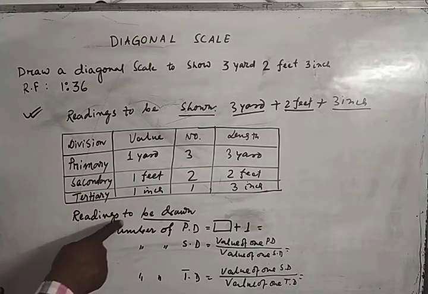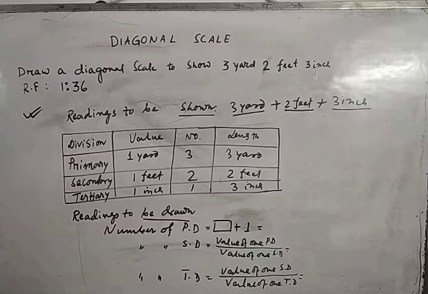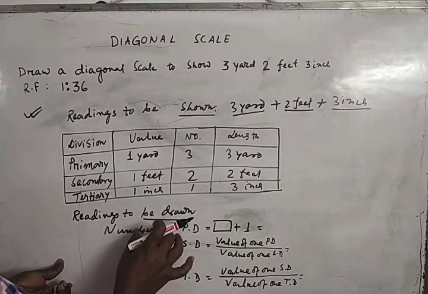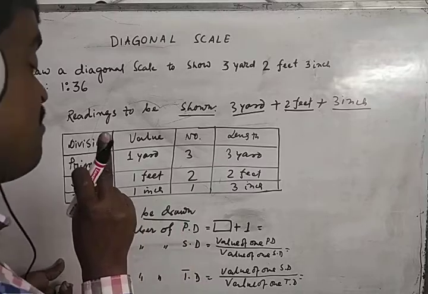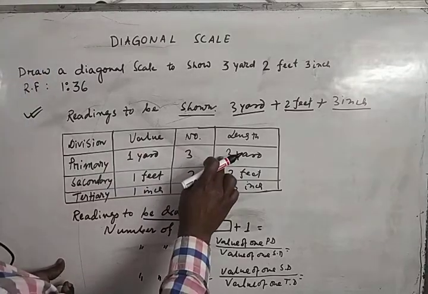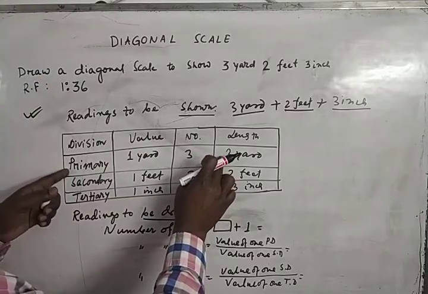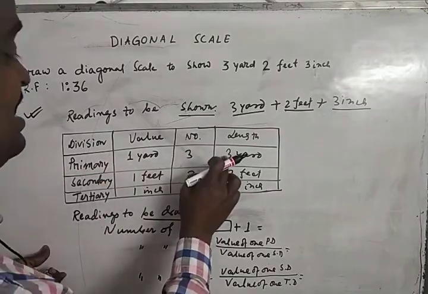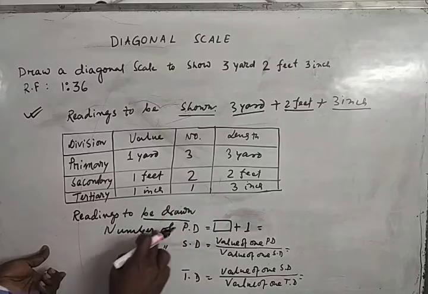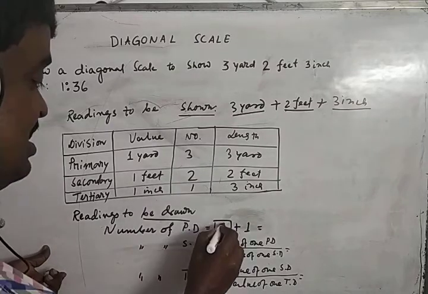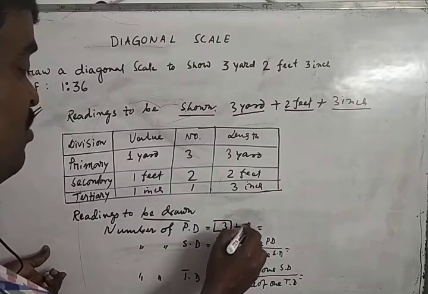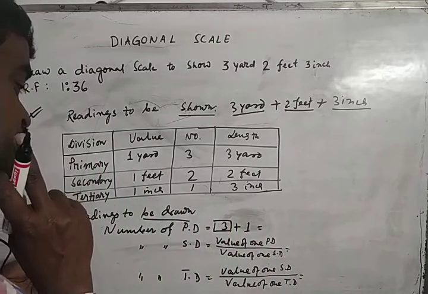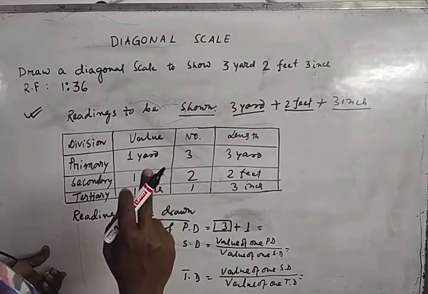So then readings to be drawn. Okay, number of primary division. Always number of primary division at least one more than the primary divisions shown. That means here number of primary division is 3, so it is 3 plus 1. Why 1? At least one more primary division is needed.